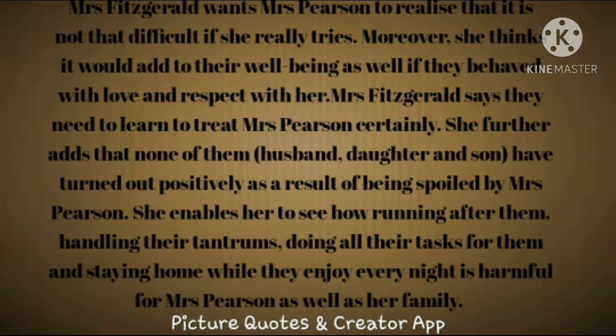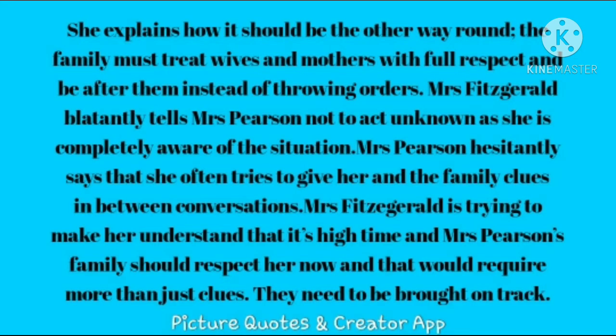Like the family developed a thought, it is because of the attitude of Mrs. Pearson. She is not trying to get the respect she deserves. She explains how it should be the other way around. The family must treat wives and mothers with full respect and be after them instead of throwing orders.